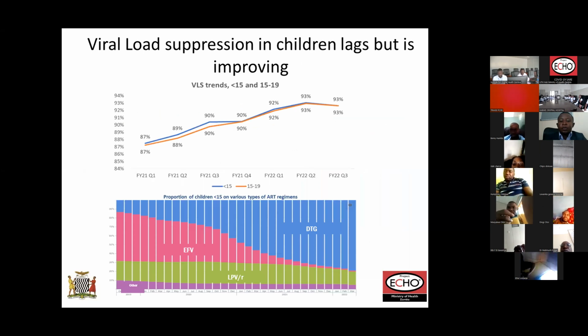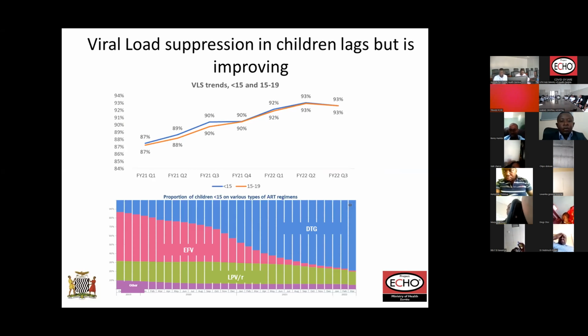So this slide shows viral load suppression in children. You can see that the blue line is for children under 15, and then the orange is for adolescents 15 to 19. Viral load suppression, in Q1 in 2021 last year, we were both standing at 87% for children and adolescents. We have since gradually made an improvement to 93%.